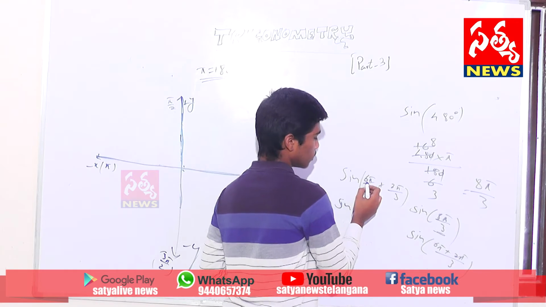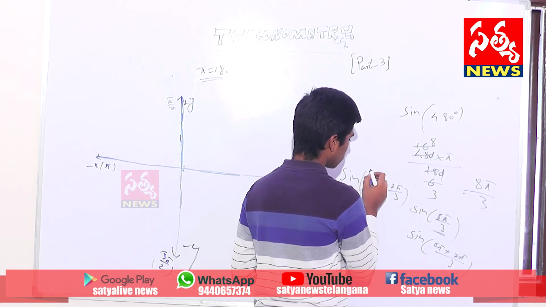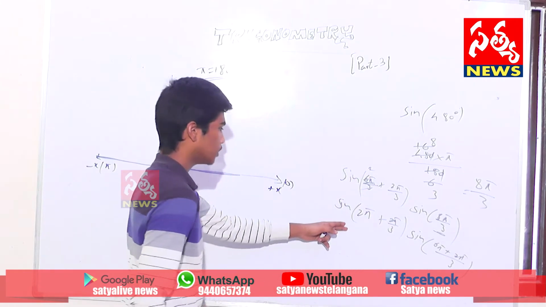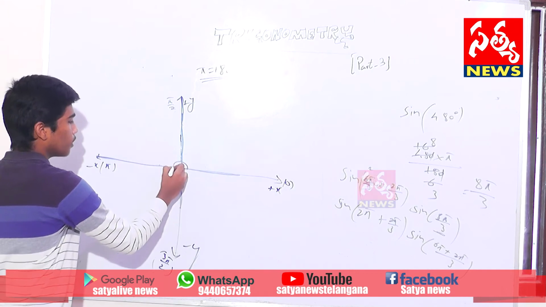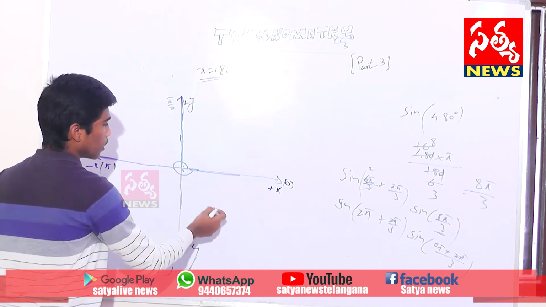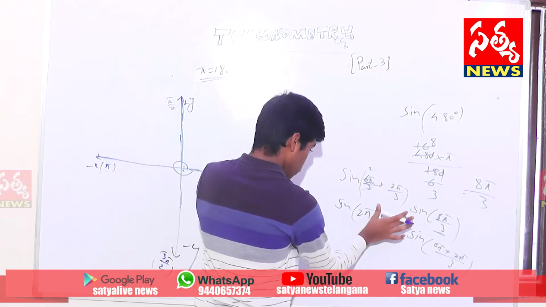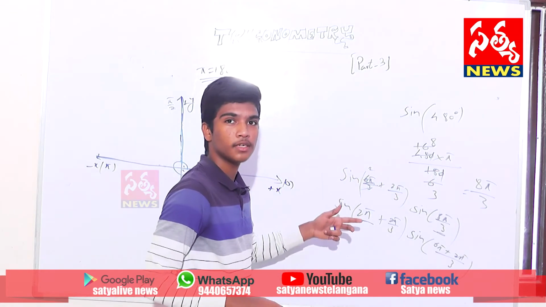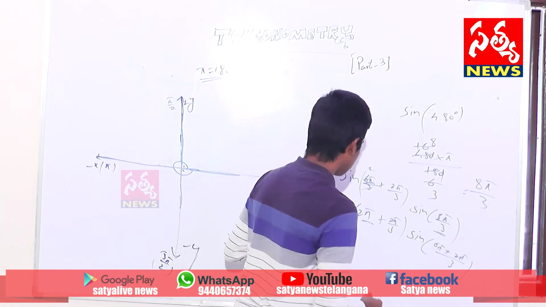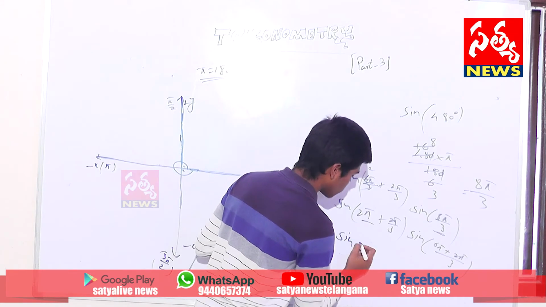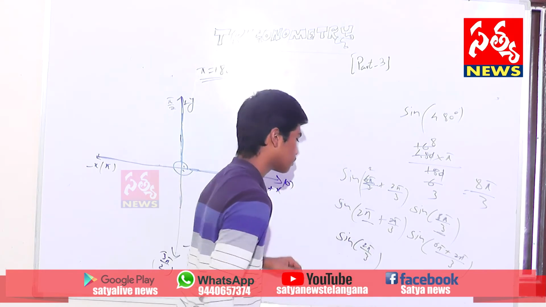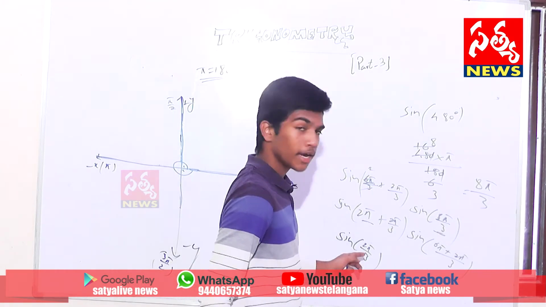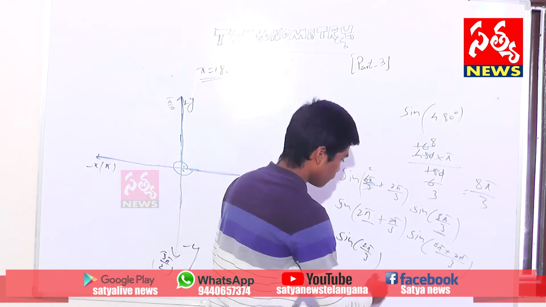Sine of 6 pi by 3 is 2 pi, plus 2 pi by 3. See here, 2 pi, 1 pi, and here we get 2 pi. Again we are at 0. And here we used pi. So as it doesn't change the trigonometric ratio, we get the same as sine 2 pi by 3. And we are not studying 2 pi by 3.